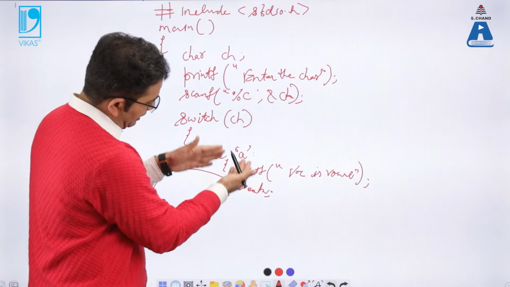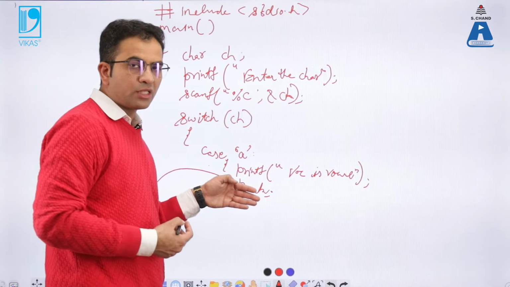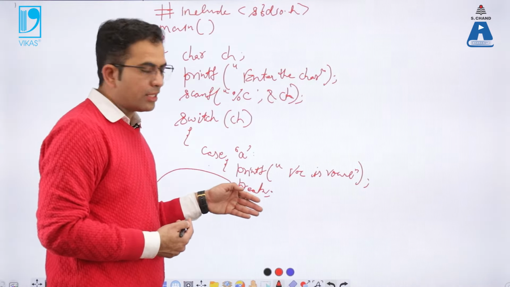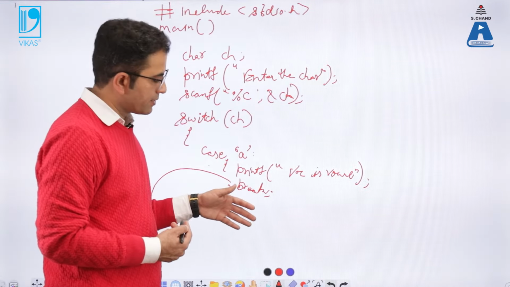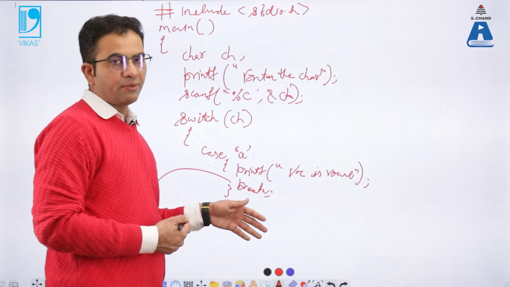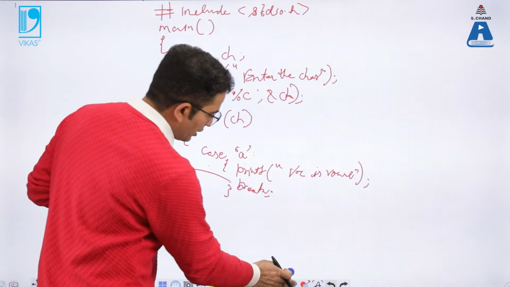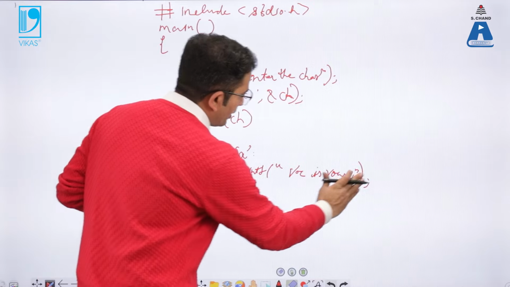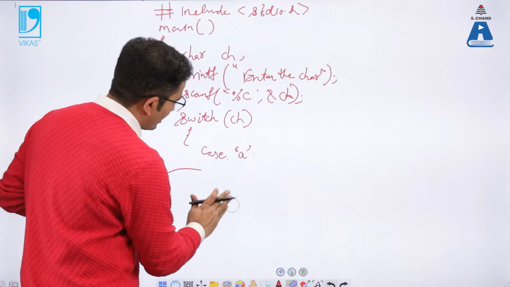Similarly we can write 10 different statements, 5 statements for the lowercase alphabets and 5 statements for the uppercase alphabets. But this is not the optimum way of writing the switch case statement. Why? We can write like that. These are the various cases.